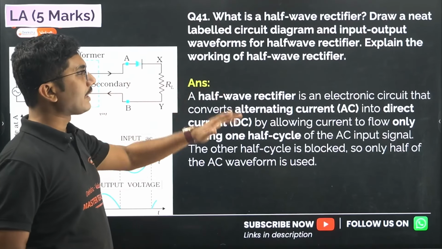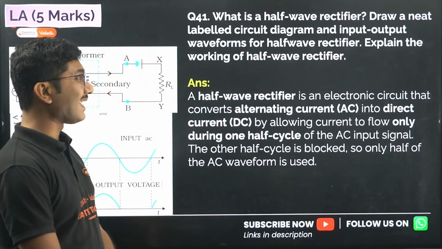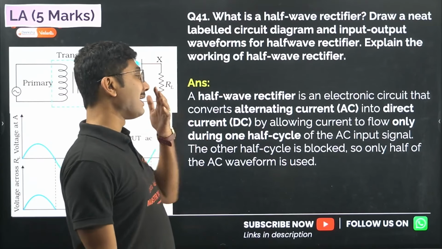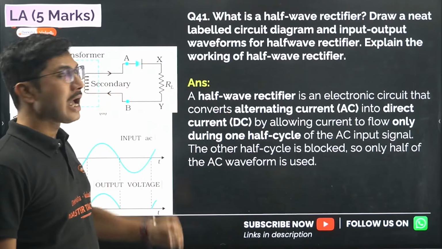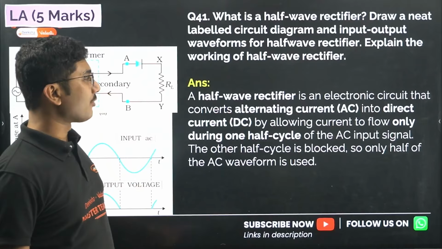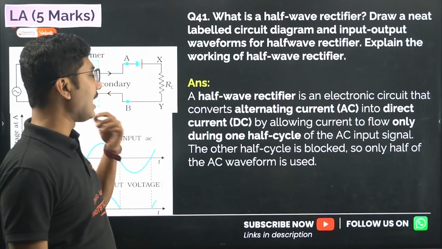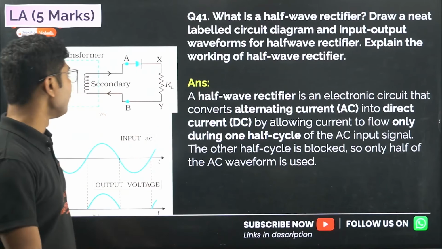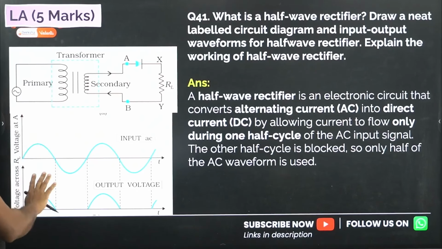A half wave rectifier is an electronic circuit that converts alternating current AC into direct current DC by allowing current to flow only during one half cycle of the AC signal. The other half cycle is blocked, so only half of the AC wave is used. Here you can see this is the circuit diagram of half wave. Practice the circuit diagram, practice the input output waveform, which is very important.